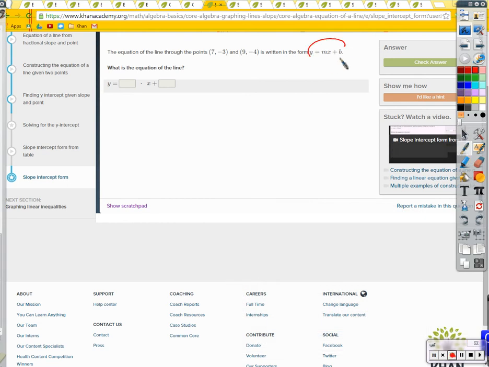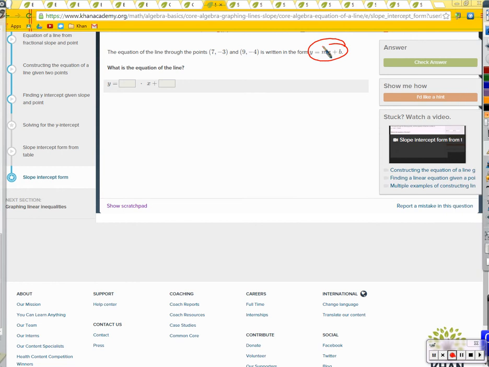So you can see they want this equation of a line, y equals mx plus b, like slope intercept form, which really just means we need the slope and we need the y-intercept. Given two points, there's something that we could calculate pretty easily. What can we find with those two points? The slope.